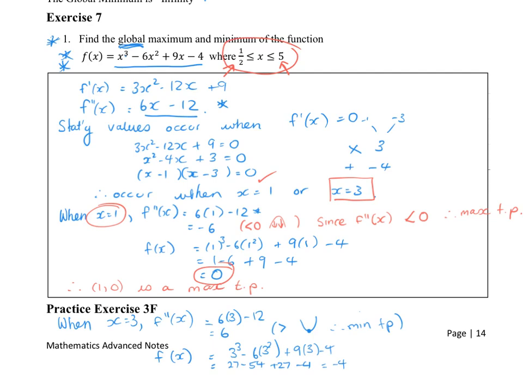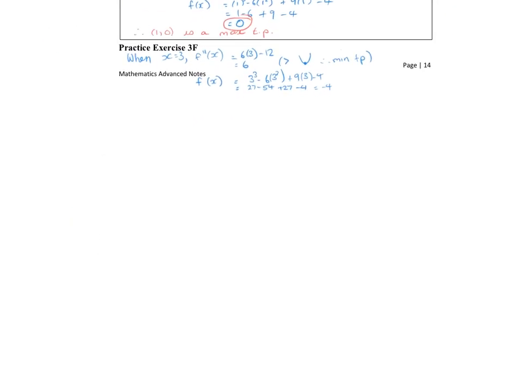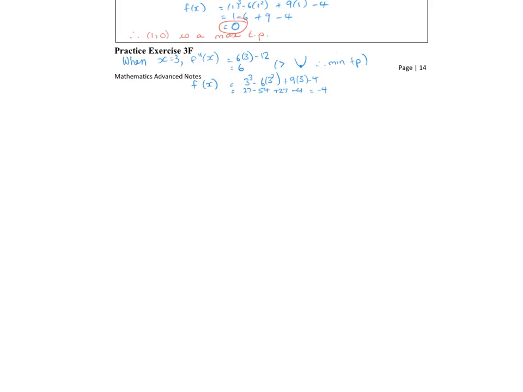All right, so what has that actually told us? It's told us that the coordinate is (3, -4), so it's a minimum turning point. All right, so we haven't found out yet what the global maximum or global minimum is.